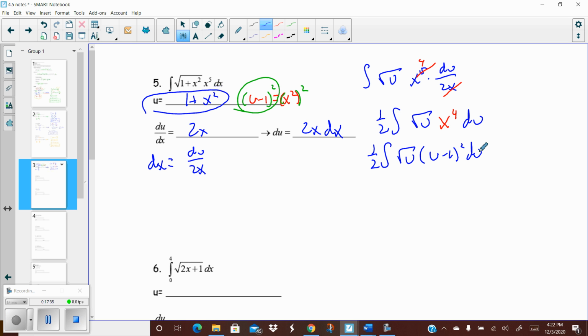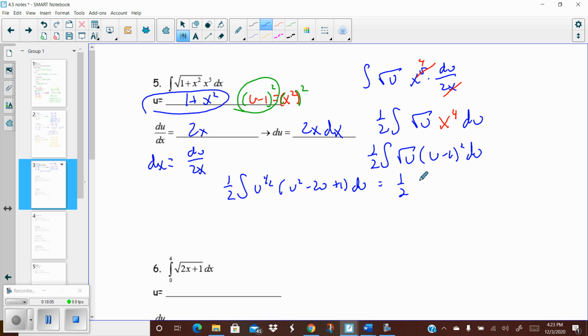You might say, well, wait a minute, that doesn't really help. It does actually, because I'm going to bring this stuff over to the left because this one gets a little bit lengthy. I can rewrite the square root of u as u to the 1/2. And I can FOIL the u minus 1 squared, which will give me u squared minus 2u plus 1 du. And then I can distribute the u to the 1/2 into every term.